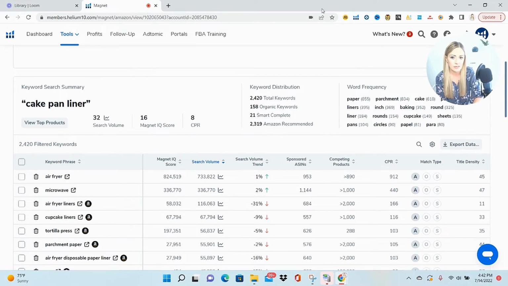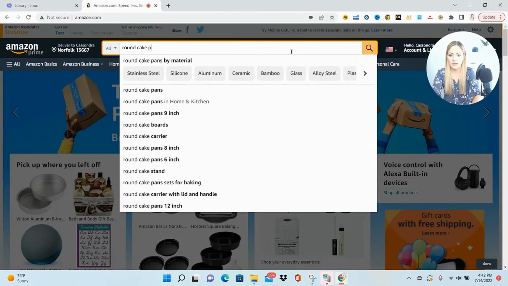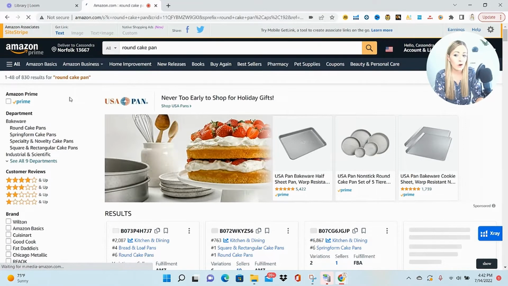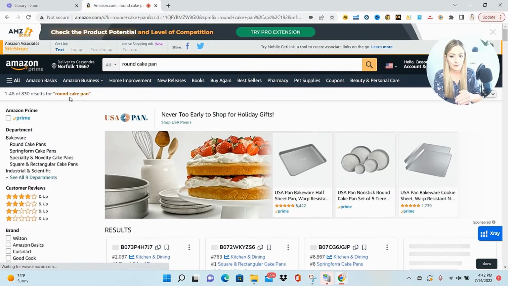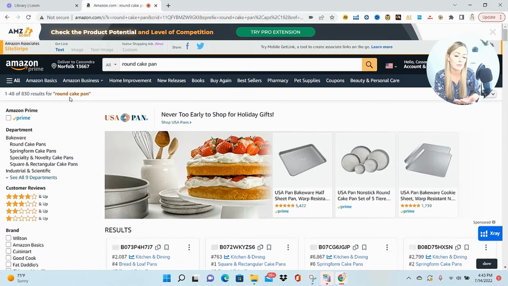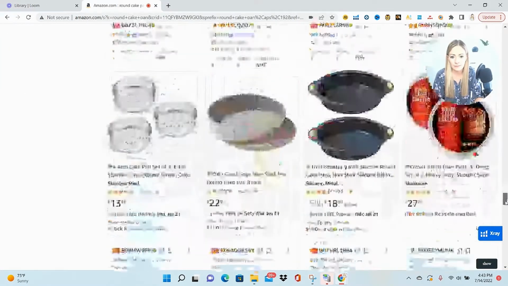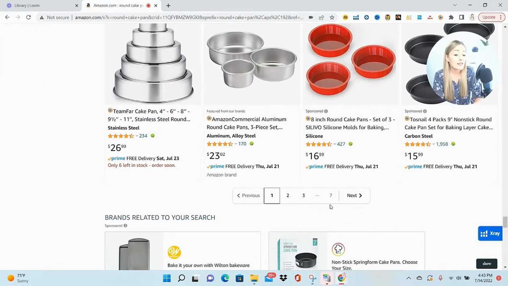So let's go to Amazon and search round cake pan. So here's what our overall competition is going to be when somebody searches for a round cake pan, which we know over 2,000 people are searching for this specific term each month. There are 830 results that are going to pop up when somebody types in round cake pan. We're going to come down to the bottom and we can see that there are 7 pages.